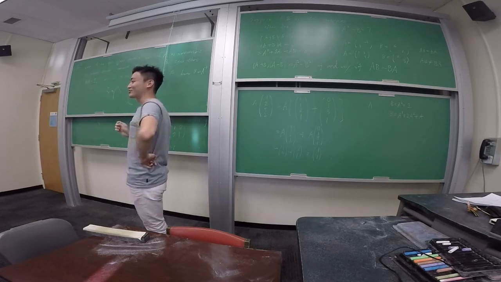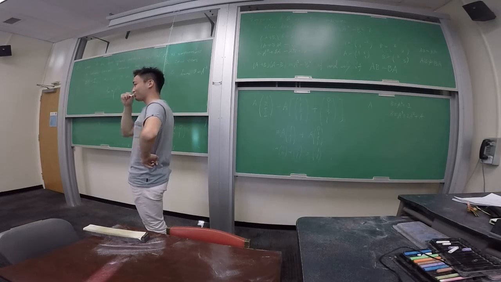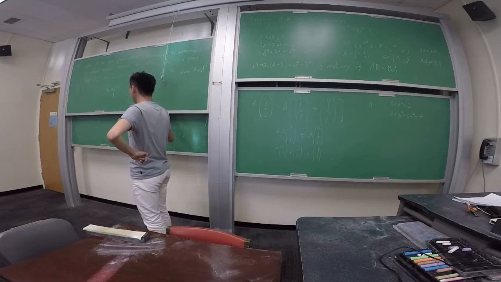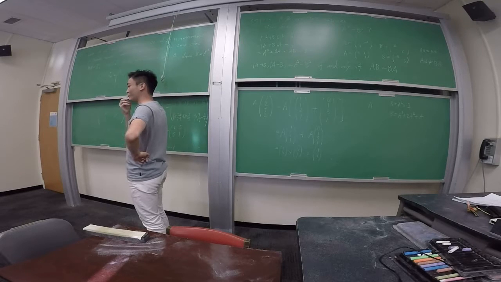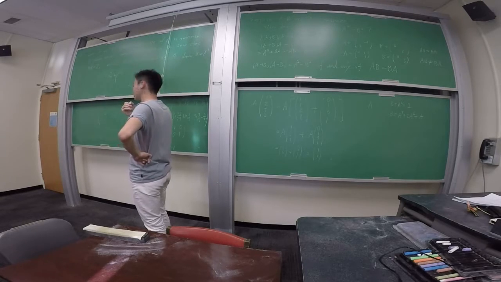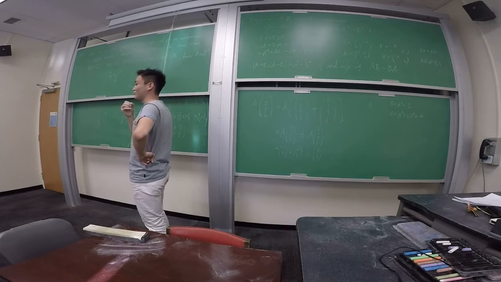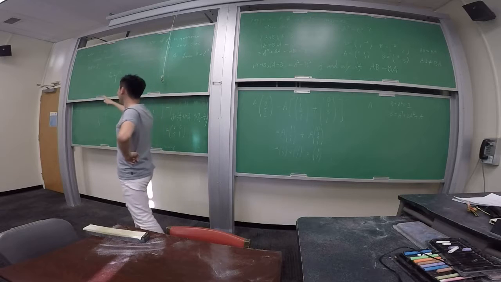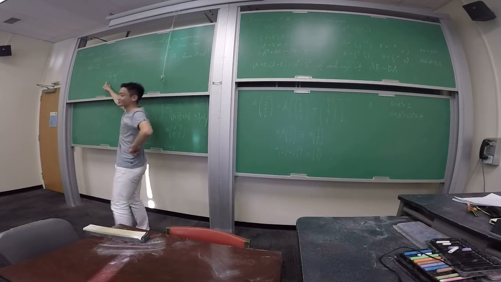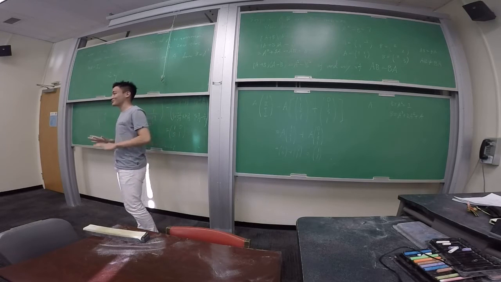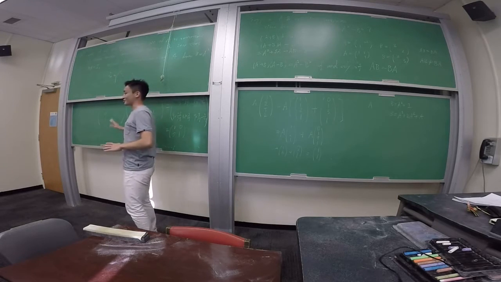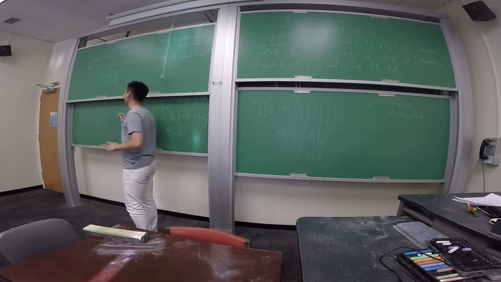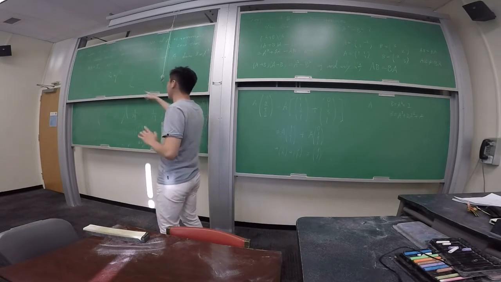I have another question. Question? Because of the equality BA equals the identity, does that mean that the inverse of the identity matrix is the identity matrix itself? Yeah, it is. Yeah, when I say identity matrix, it means the unit matrix, the diagonal matrix that has all ones on the diagonal. There's only one unit matrix for each size.